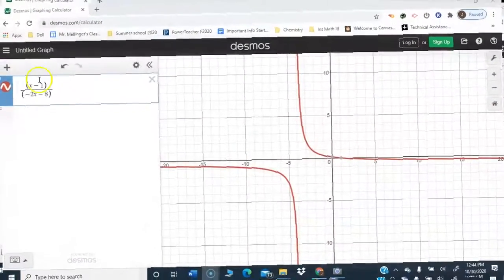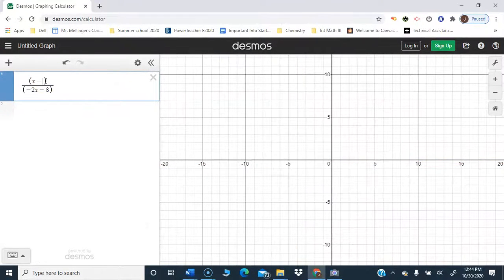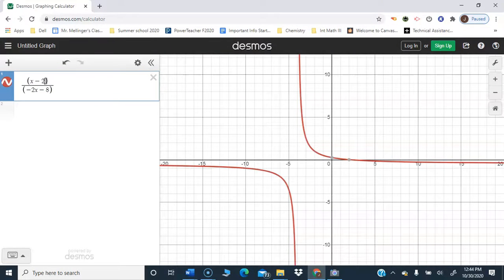Okay, so in Desmos, I went ahead and put the function in. I wrote it wrong, though. Let me change that. It was x minus 2 over negative 2x minus 8. I always put things in parentheses in Desmos so I don't run into any PEMDAS problems with something doing an operation before it was supposed to.